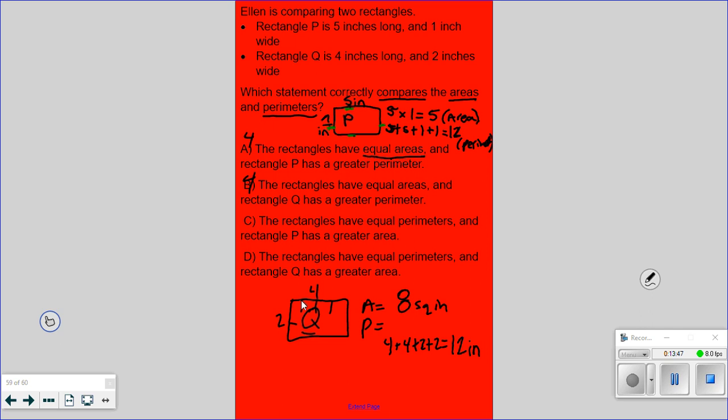The rectangles have equal perimeters. Is that true? Yes. Rectangle Q has a greater area. Yes. D is our best answer. What would C be? Would it be like a 2? Yeah. Probably a 2, just because this first part was correct. It was just the back section that wasn't correct.